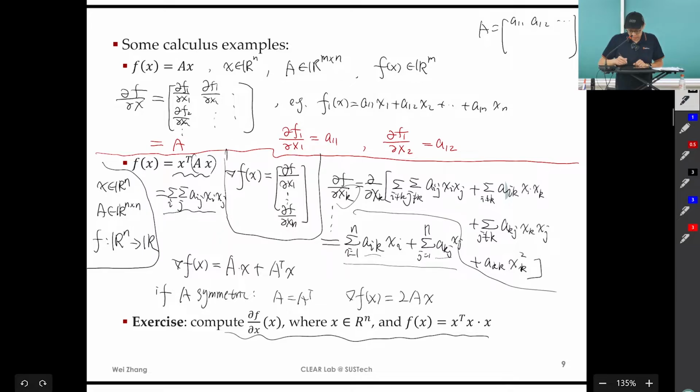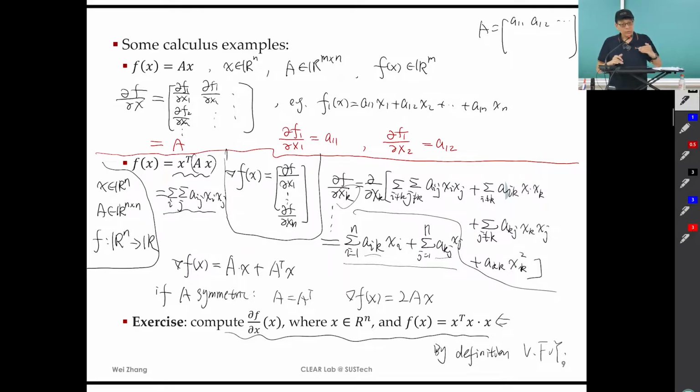For example, this involves third order terms, and you can do this by definition, okay? Verify the result yourself. I don't want to go through this. This will be just pure arithmetic steps. Any questions?